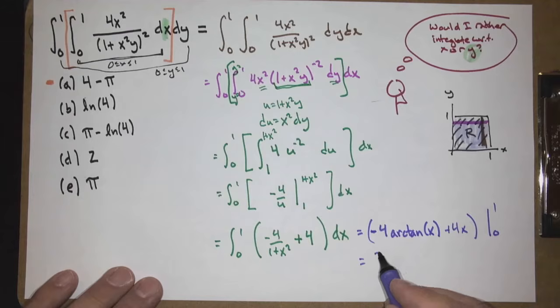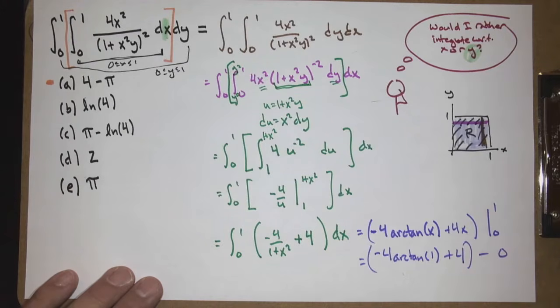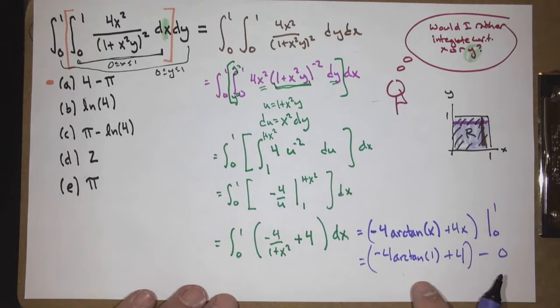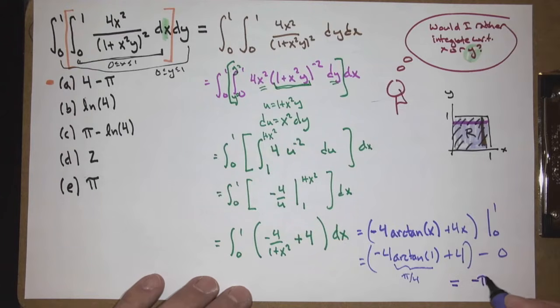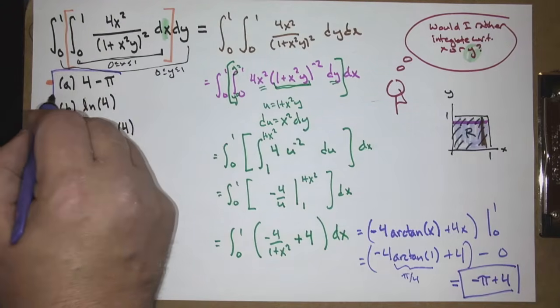Well, that's minus 4 arctangent of 1 plus 4 times 1 minus 0. Arctangent of 0 is 0. 4 times 0 is 0. Do we know what arctangent of 1 is? Can anyone tell me the exact number? Pi over 4. So 4 times pi fourths ends up with pi, so don't forget the minus: it's minus pi plus 4. So A is indeed the correct answer.